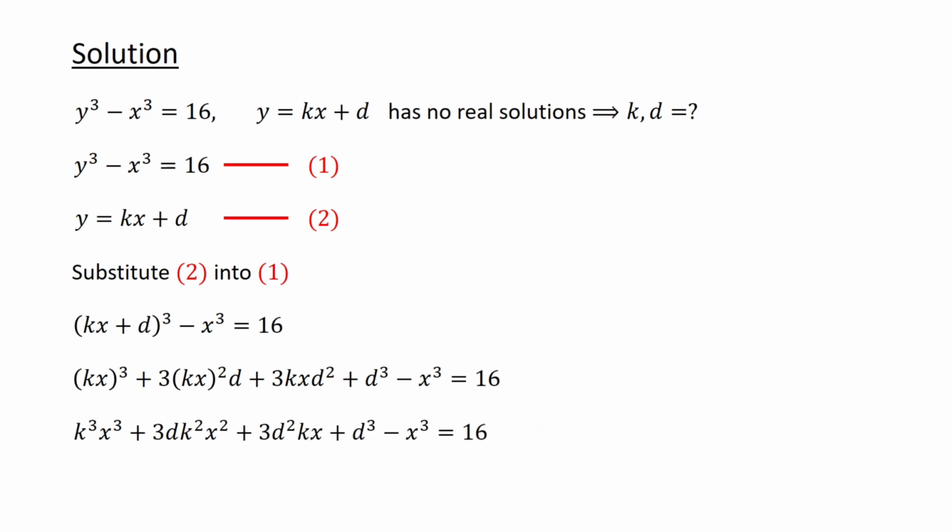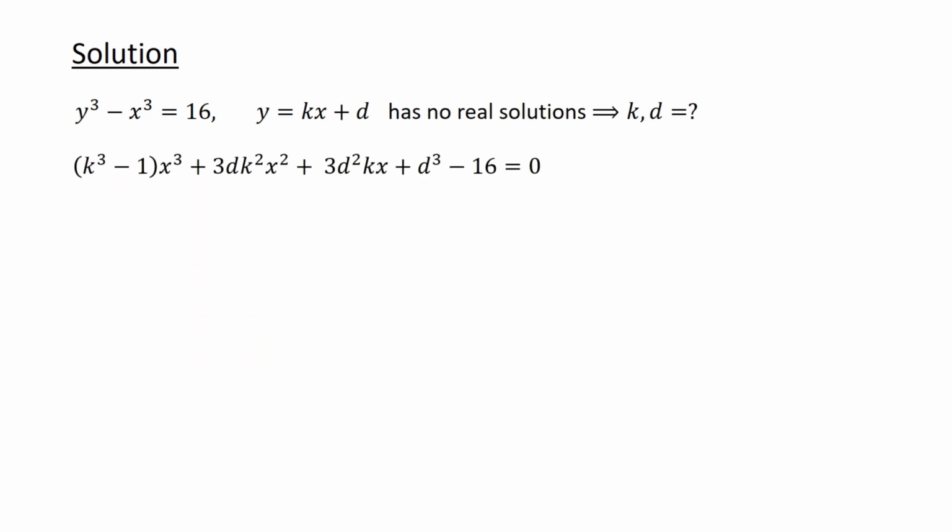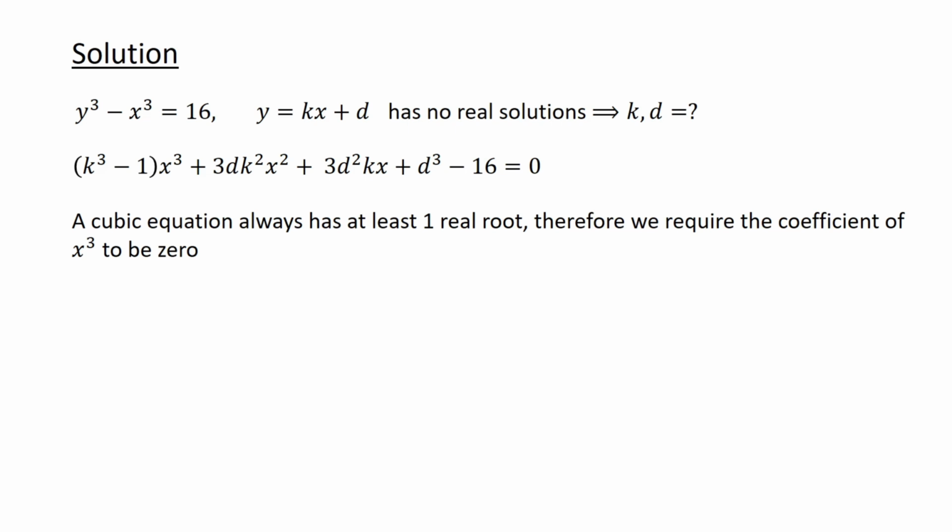After rearranging the terms, we obtain (k cubed minus 1) x cubed plus 3dk squared x squared plus 3d squared kx plus d cubed minus 16 equals 0. A cubic equation always has at least one real root. Therefore, we require the coefficient of x cubed to be 0. This implies k cubed minus 1 equals 0 or k cubed equals 1. Taking the cube root of both sides, we get k equals 1.